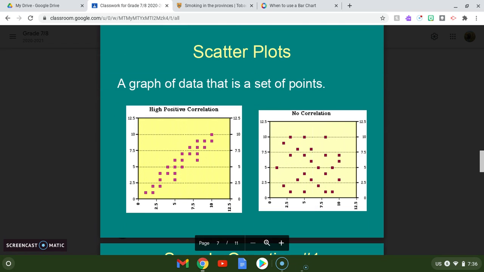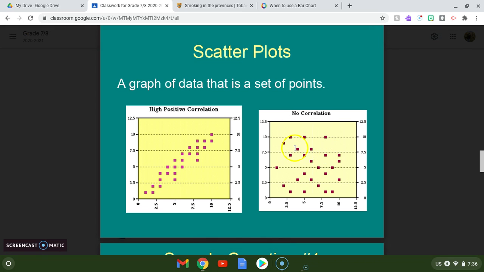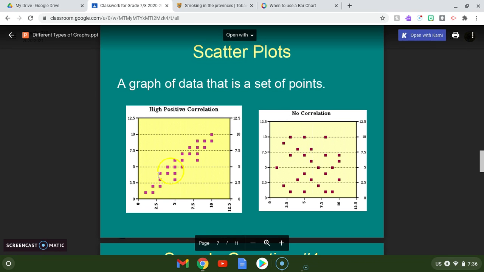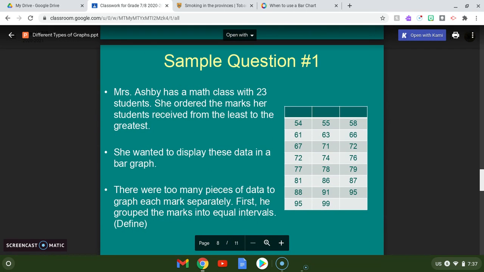Scatter plots are basically a line graph, but you aren't going to join the lines together. So it's just showing a bunch of different data to see if there's a correlation, which means is there a relationship. So you'll see here that if the number gets higher here, the number gets higher here. So that has a correlation. But if it just looks like a bunch of random dots, there's no correlation, no relationship.